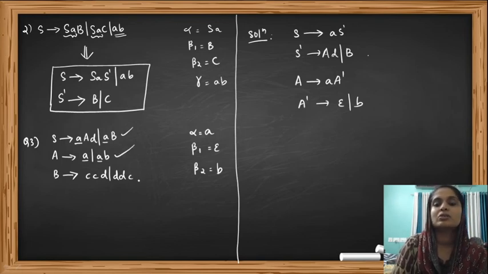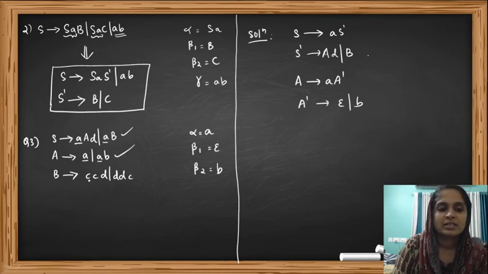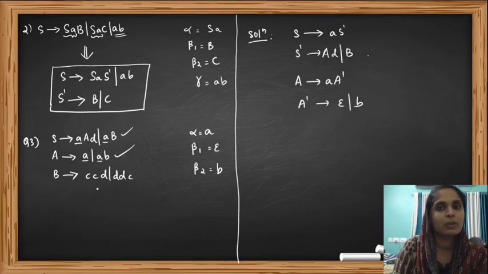Now let's move on to the third production. The third production is B produces CCD bar DDC. Is there any left factor in that production? No, right? The first term starts with C and the second term starts with D. There is nothing that comes as a common prefix in the third production. So we can say that there is no left factor in this third production, that is the B production, right? So we don't have to convert it to any other form. We can use this production as it is.